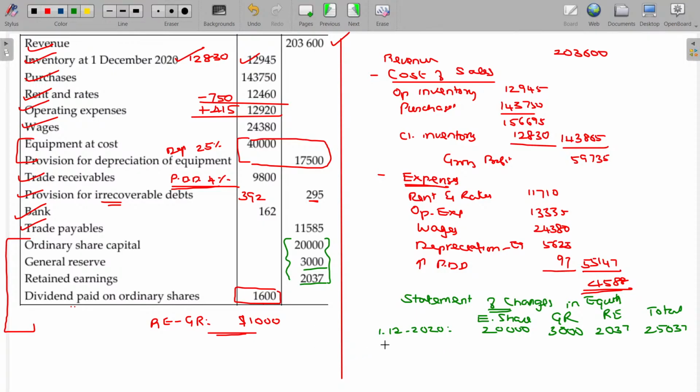And profit for the year should be addable. Profit for the year we calculated here. It is addable to the retained earnings. So 4588. Dividend paid on ordinary share should be subtracted from the retained earnings. 1600 minus item.